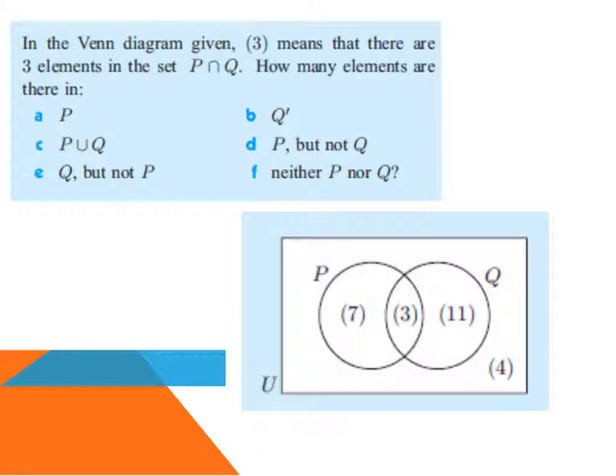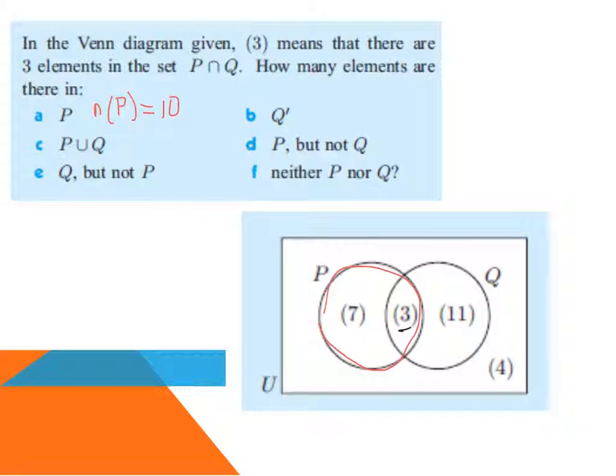So here we have a Venn diagram, and again, the 3 in parentheses means there's 3 elements in the intersection of P and Q. So how many elements are there in P? Well, in P, that's our circle right here. We have 7 plus 3, so the number of elements in set P is 10. There's 10 elements that are in P.